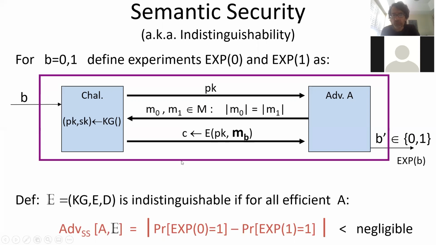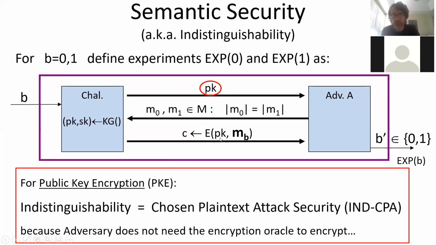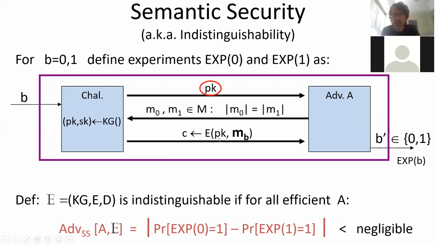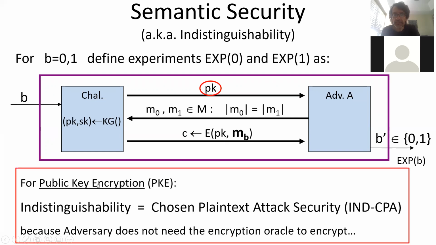So what's new here? Basically, only this. Attacker knows the public key. And also here, the same public key is used in encryption. And this basically means that the notion of indistinguishability is the same as chosen plaintext attack security for public key encryption.